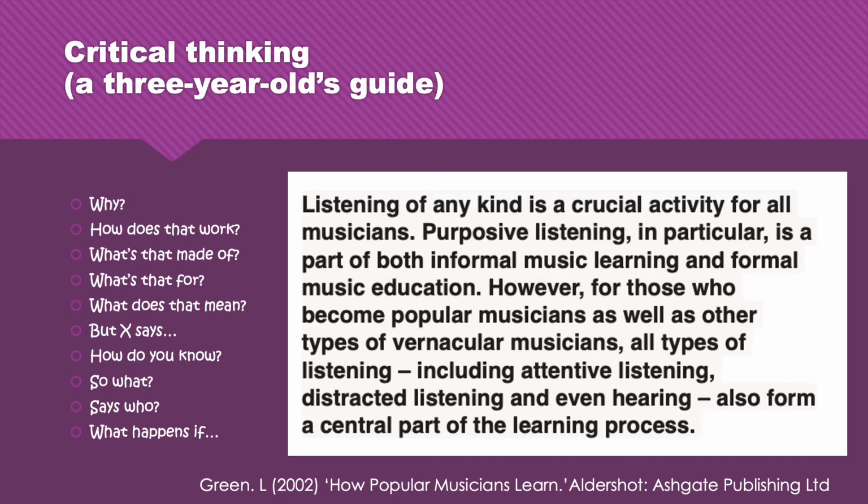So what is another one, because then it'll lead nicely into a concluding paragraph or section. Says who, again because we don't have a reference. Says who says that this is also a central part of the learning process. And then what happens if is another one that we can look at when we're considering alternative points of view. So these are all the types of questions you can ask when looking at your own literature review. Remember the 3-year-old's guide to critical thinking: ask every question possible until there's nothing else to ask.